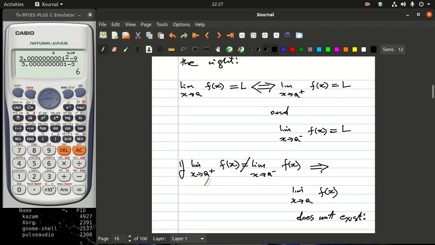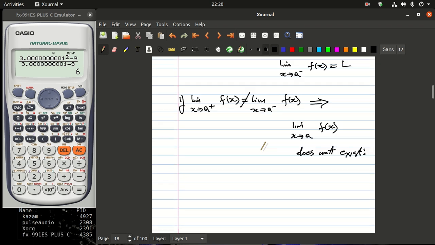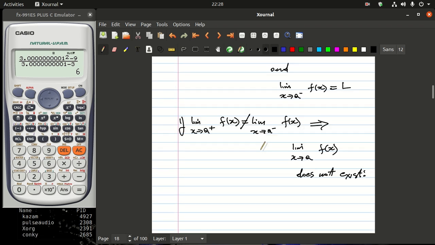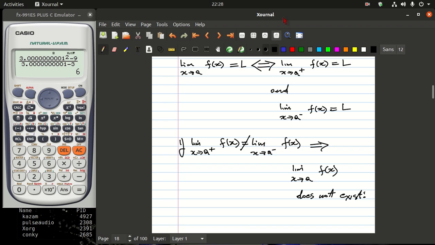So we want this limit and that limit to be equal for this limit to exist. Once these two limits are not equal, then this limit here we say does not exist. But if they are equal, then this limit will be equal to the value of this limit. Let us take some examples to see how far we can actually go with this.